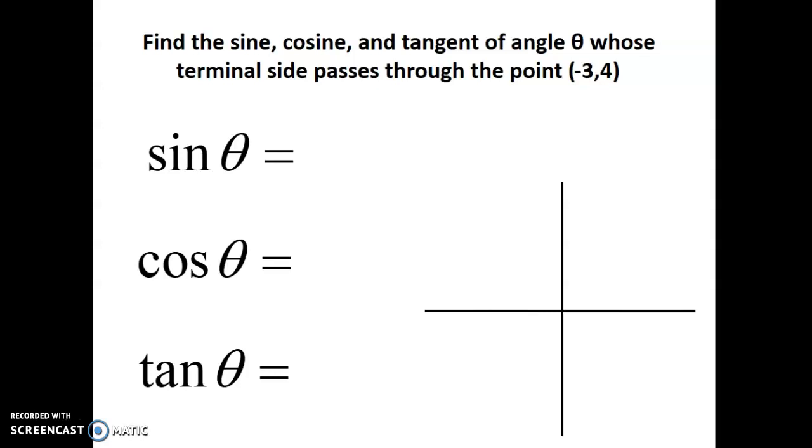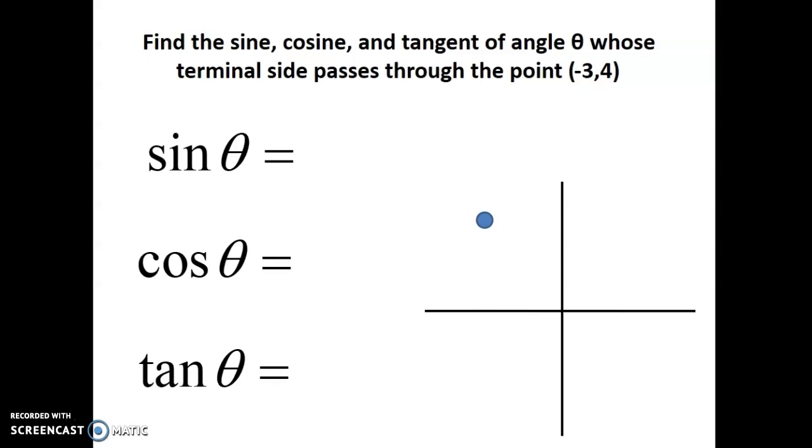This is something that is very similar to what we did in the last unit, okay? But it has a lot to do with also just getting used to going around the unit circle. All right, so we're given a terminal point at -3, 4. That's where the point is located.